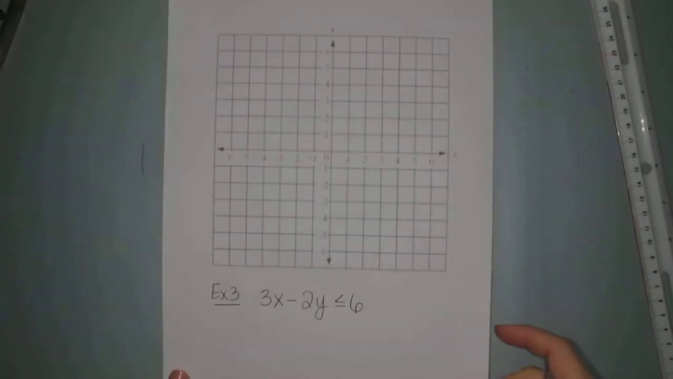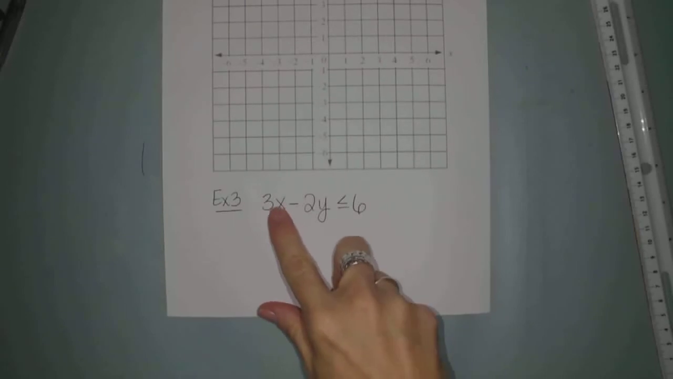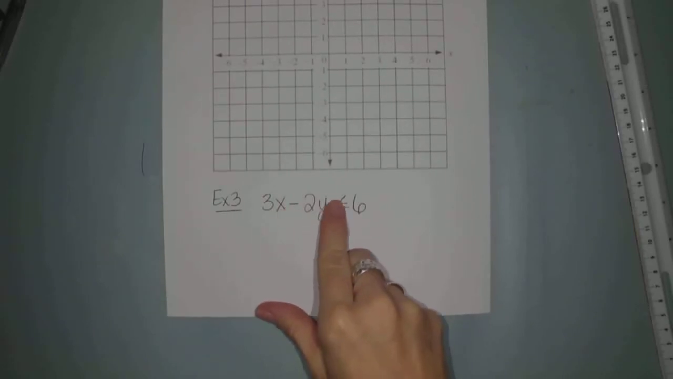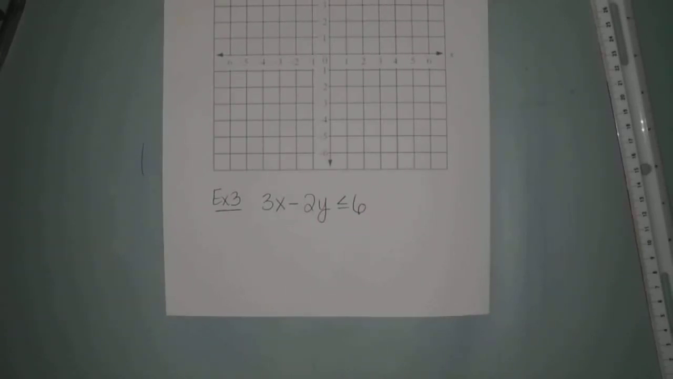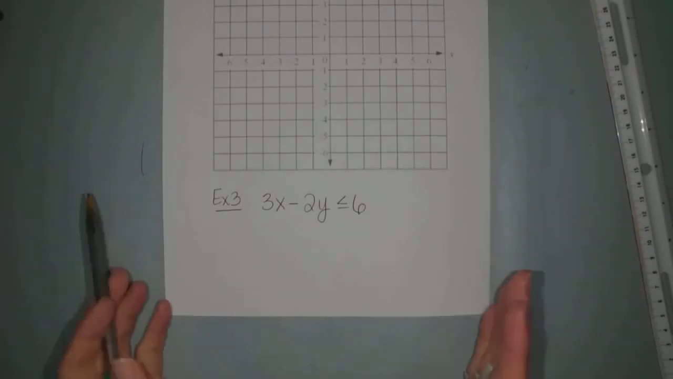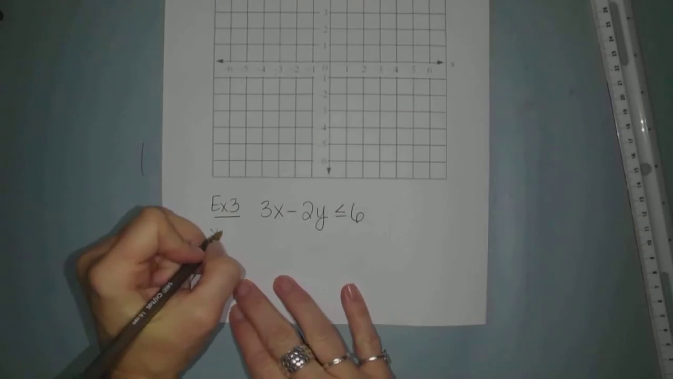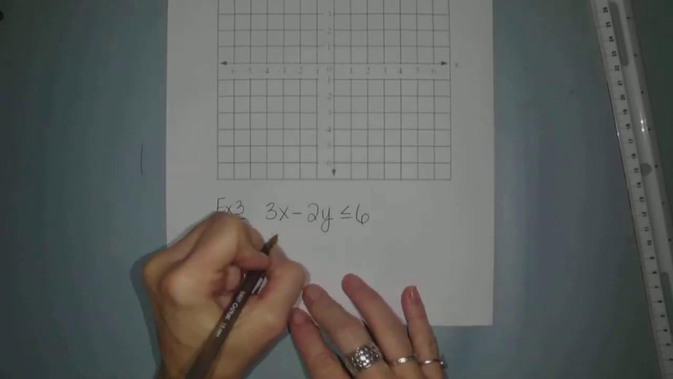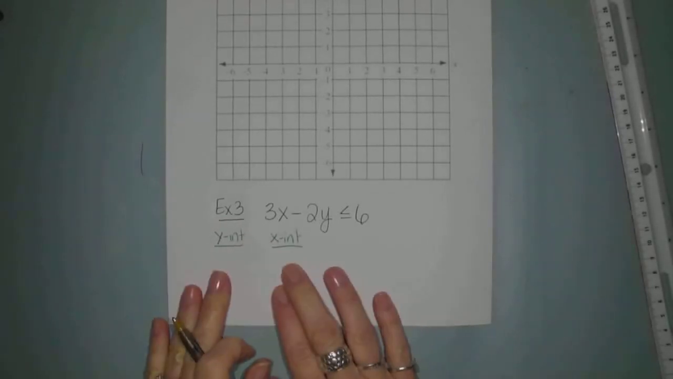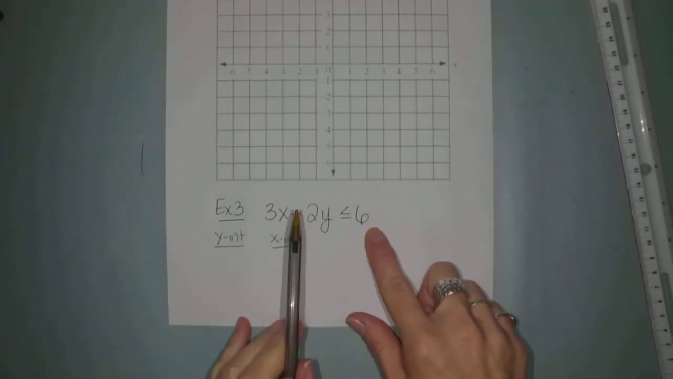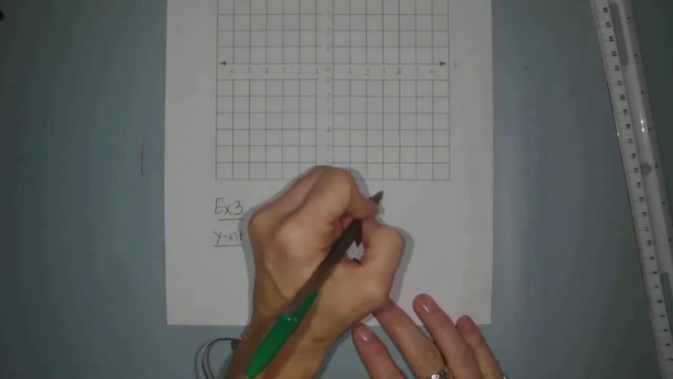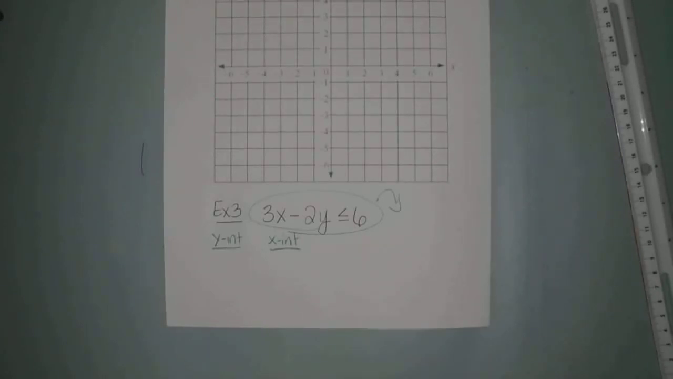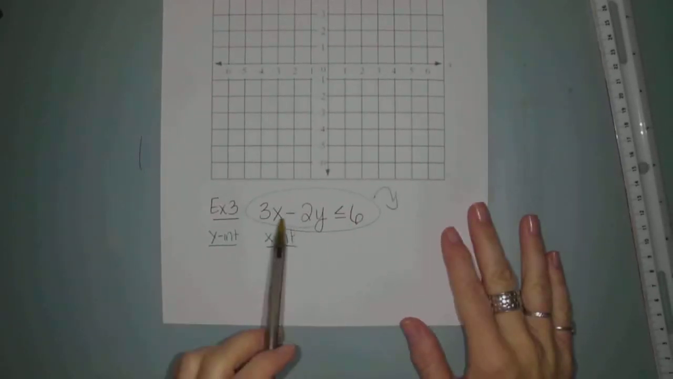The next one, down here, example 3, you want to copy this down, 3x minus 2y less than or equal to 6. Notice we are in standard form. So there's 2 ways we can graph this. We can either grab the intercepts, the y-intercept and the x-intercept, which would be pretty easy to do since 6 is divisible by both negative 2 and 3. Or we could rearrange the furniture and put this into slope-intercept form. So why don't we do it both ways?